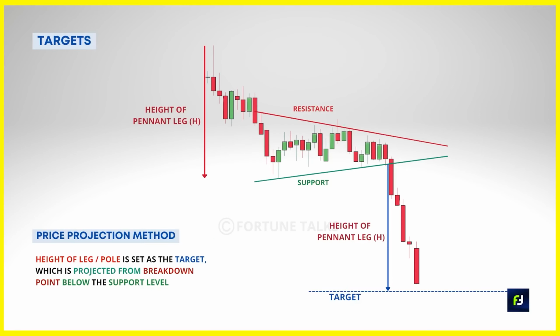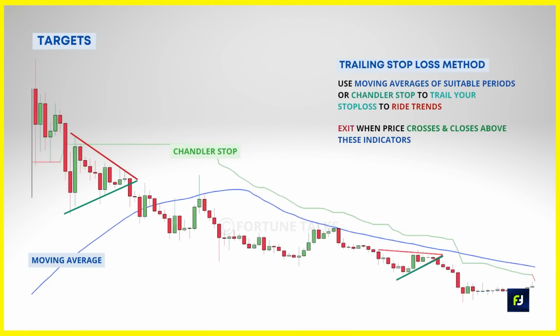Now the target can be kept by using the price projection method, where the length of the leg is set as the target by projecting it below the breakdown point, or you can adopt the trailing stop loss method by making use of suitable moving averages when you are planning to ride the trend, and you only exit when the price closes above the moving average.